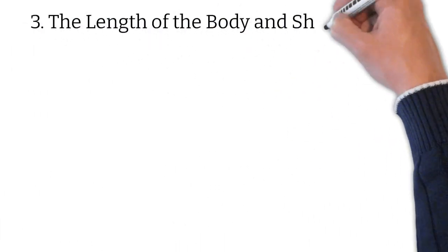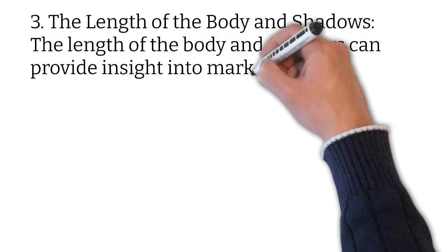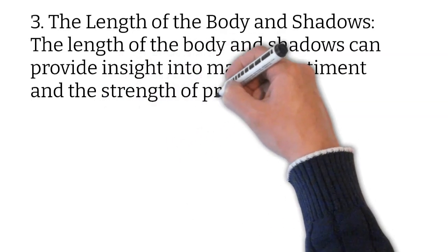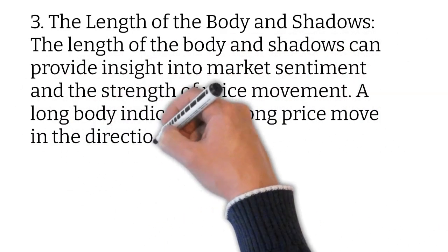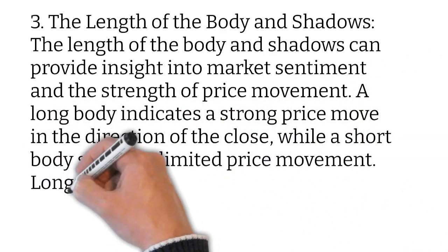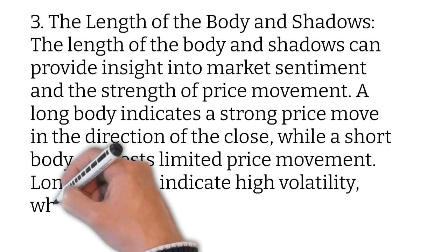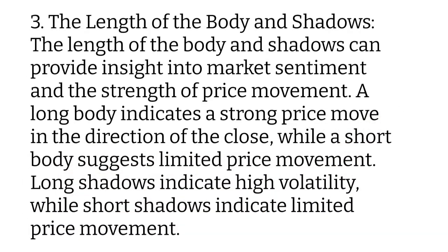Third, the length of the body and shadows. The length of the body and shadows can provide insight into market sentiment and the strength of price movement. A long body indicates a strong price move in the direction of the close, while a short body suggests limited price movement. Long shadows indicate high volatility, while short shadows indicate limited price movement.